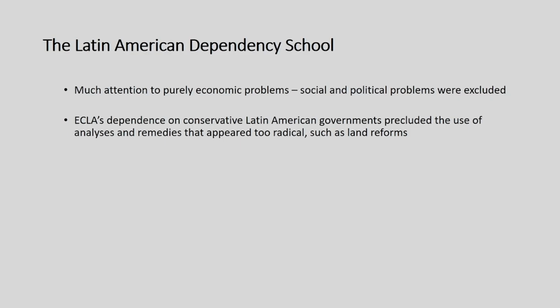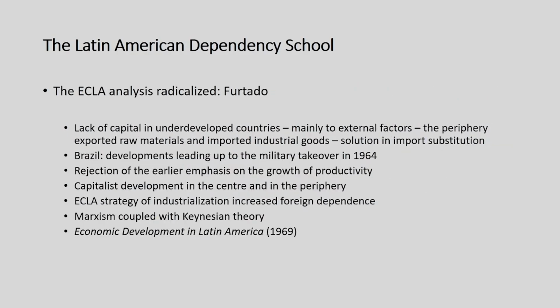In Furtado's analysis of this period, what he wrote indicates that he had abandoned the earlier emphasis on the growth of productivity. He wrote in 1965 that economic development, being fundamentally a process of incorporating and diffusing new techniques, implies changes of a structural nature in both the systems of production and distribution of income. The way in which these changes take place depends to a large extent on the degree of flexibility of the institutional framework within which the economy operates. Now, Furtado was also referring to differences between capitalist development in the center and also capitalist development in the periphery.